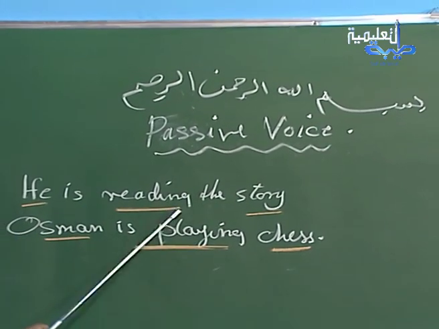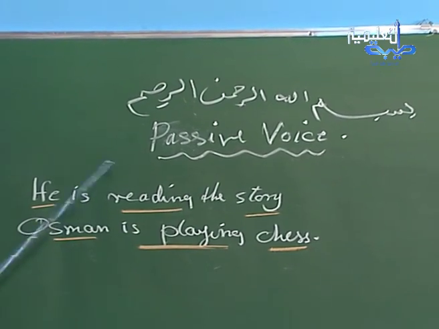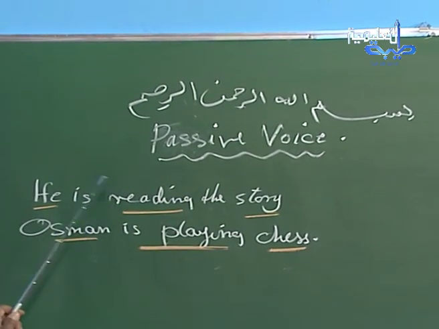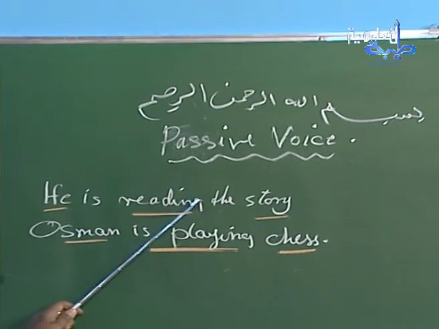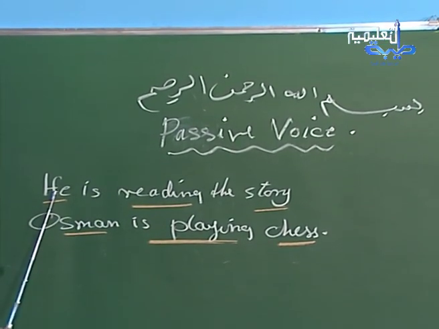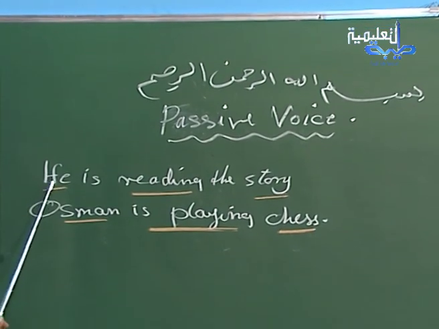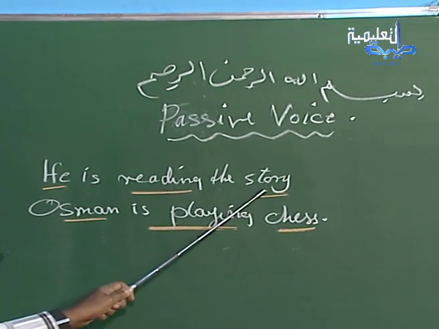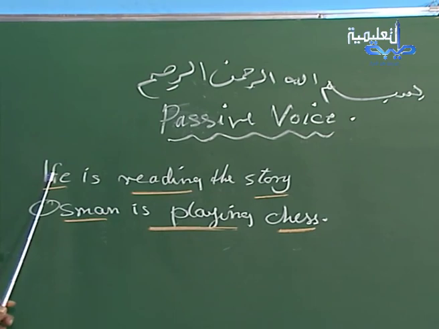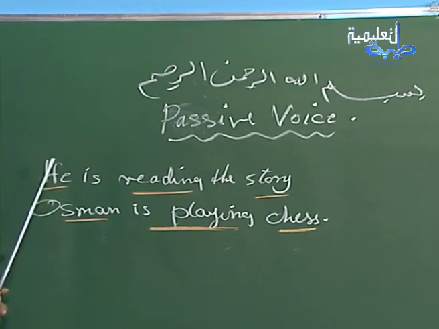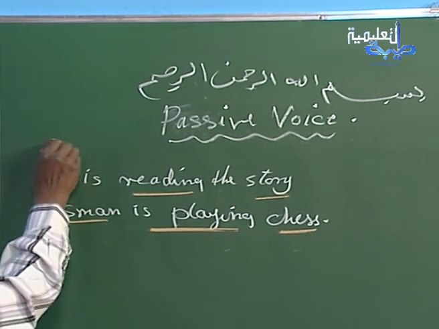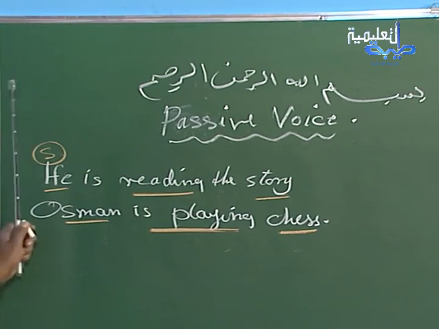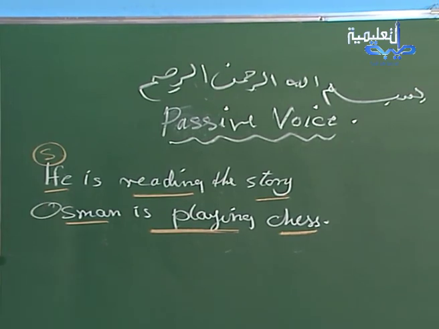In passive voice, you find the sentence, we are going to leave something which is called the subject. Here the subject, he is reading the story. Usman is the one who does the action. So we call him the subject. We say S by subject means S means subject.